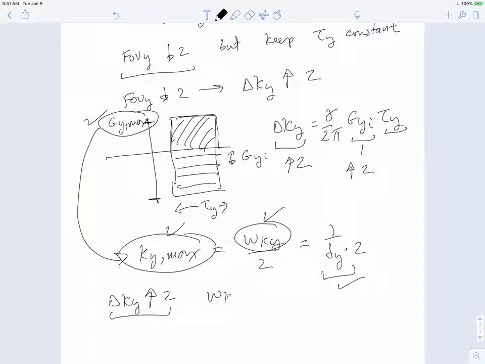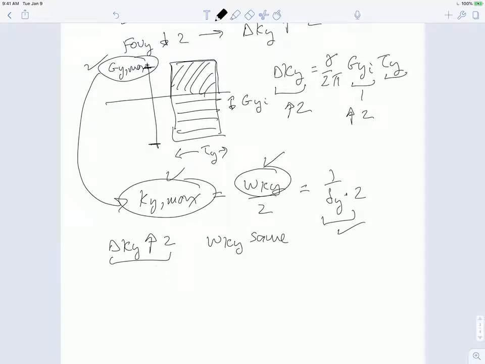But the wky is the same. So the amount of K-space we're covering in the y direction is the same, but the step size has gone up by a factor of 2. So what's going to happen to the number of phase encodes? It's got to go down by a factor of 2, right? So that just means that n ky goes down by a factor of 2.